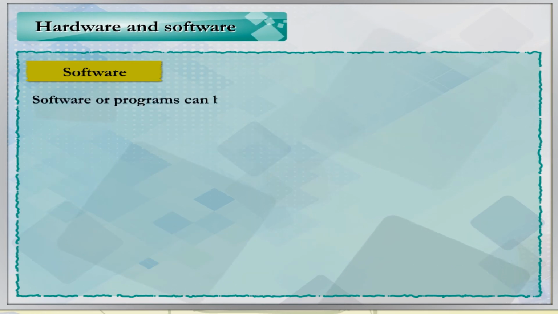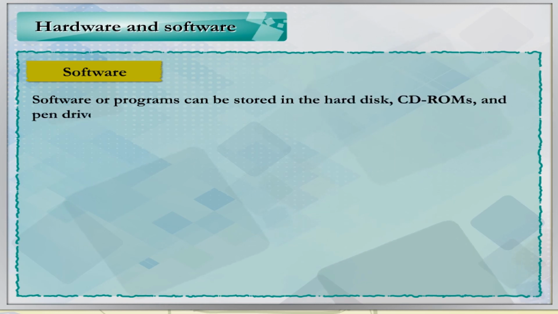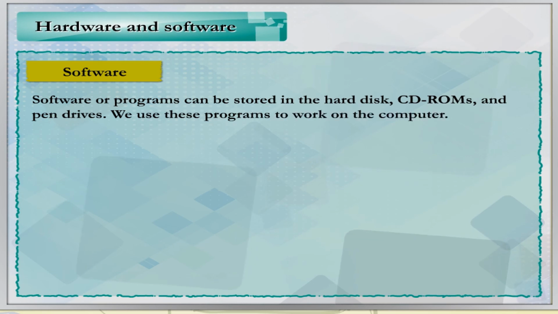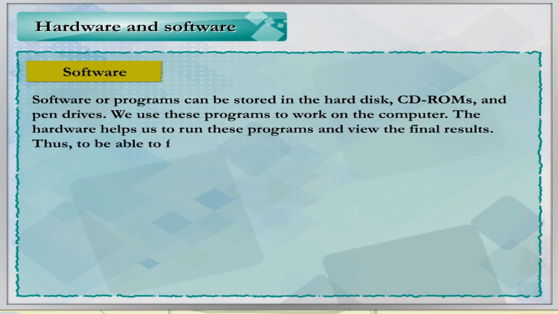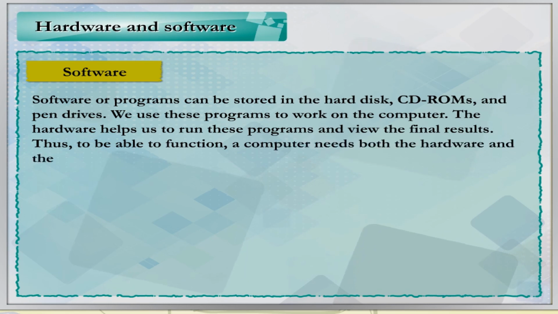Software or programs can be stored in the hard disk, CD-ROMs, and pen drives. We use these programs to work on the computer. The hardware helps us to run these programs and view the final results. Thus, to be able to function, a computer needs both the hardware and the software.